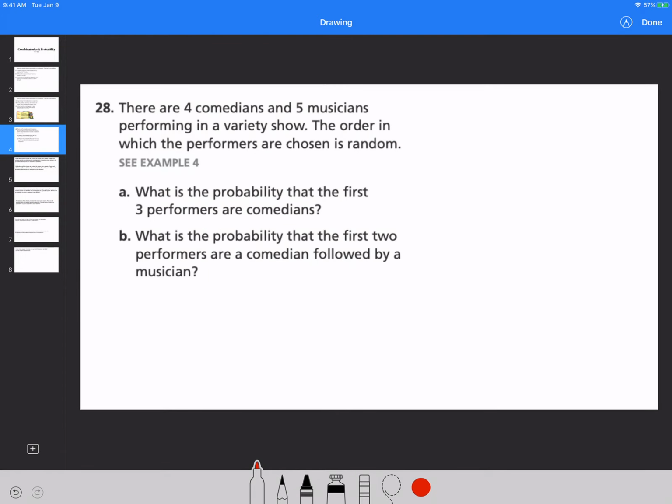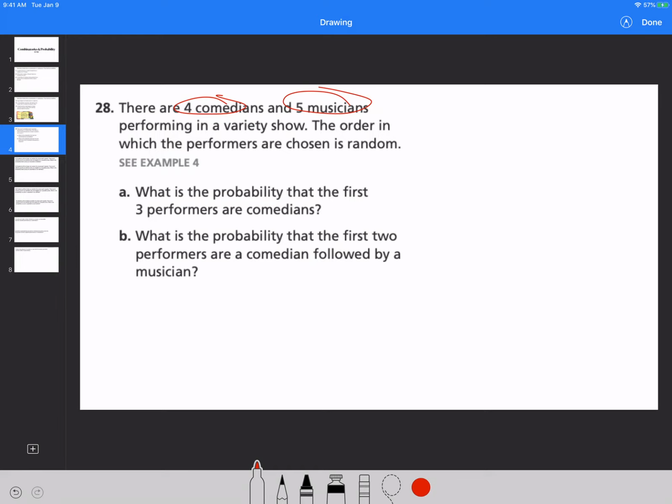Next one would be using combinatorics to find out the probability, and this is the last part for today. Number 28 says, there are 4 comedians and 5 musicians performing in a variety show. The order in which the performers are chosen is random. So 4 comedians and 5 musicians, so you have those 2 things specified. What is the probability that the first 3 performers are comedians?